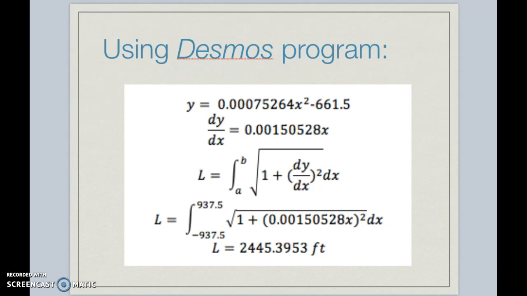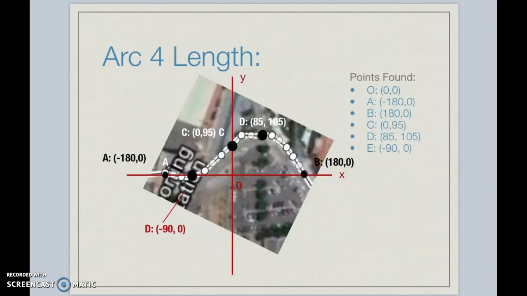Using quadratic regression on the Desmos program, once again, I plugged in the found points that we located in the previous slide, and it gave me this following equation. I took the derivative of that equation, plugged it into the arc length formula, and it gave me an approximate length of the arc, which is 2,445 feet. For the fourth length, I took the cubic function part and I put it on a coordinate axis this time.